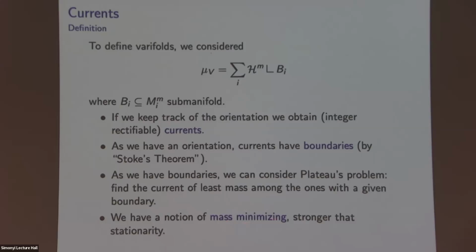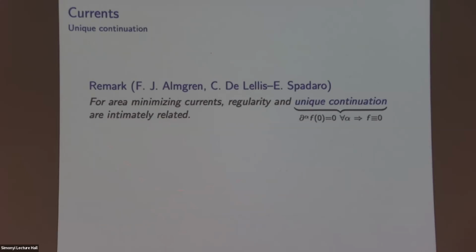You expect them to be more beautiful because these are minima of a functional, not only stationary points, and indeed they enjoy a better regularity theory. But I don't want to conclude with regularity theory for currents, but with another principle. And so this is the last slide. I want to start with the following principle, a remark that maybe is found between the lines of the paper of Almgren and the one of the remake by De Lellis and Spadaro about Almgren's regularity theory. It states that for area minimizing currents, the issues of regularity and unique continuation are intimately related, relative one to the other.